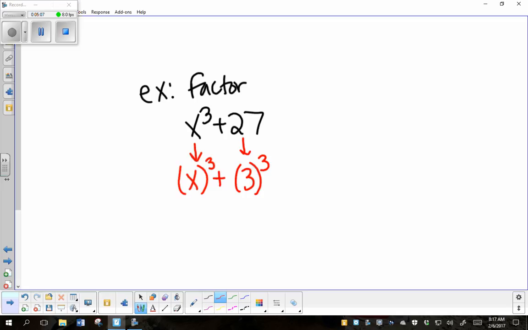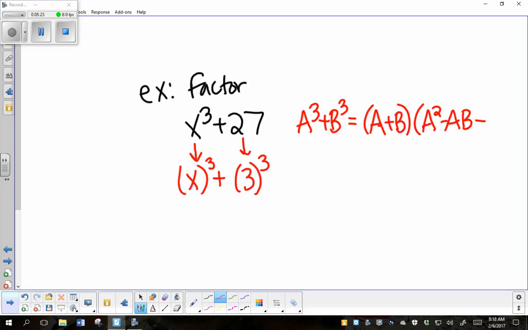So this is a sum of cubes. Remember our rule is that if we have a cubed plus b cubed, it factors into a plus b times a squared minus ab plus b squared. That's in that first green box that you have to memorize at some point.